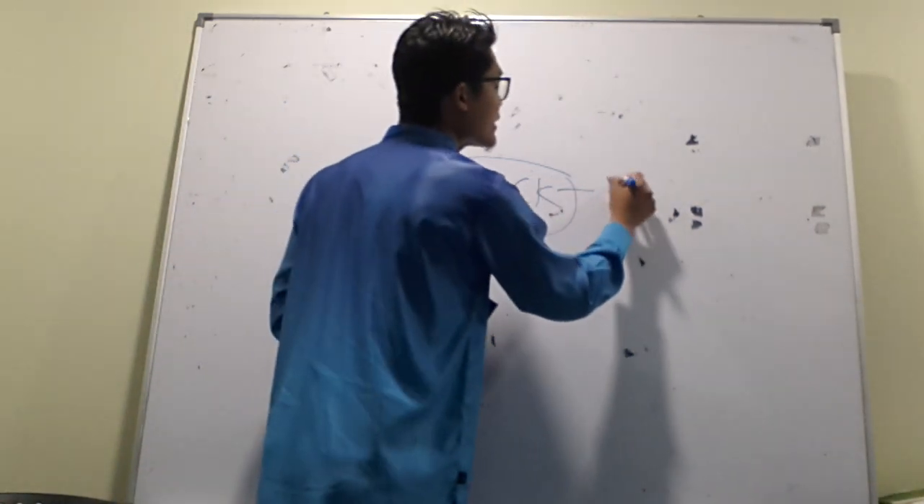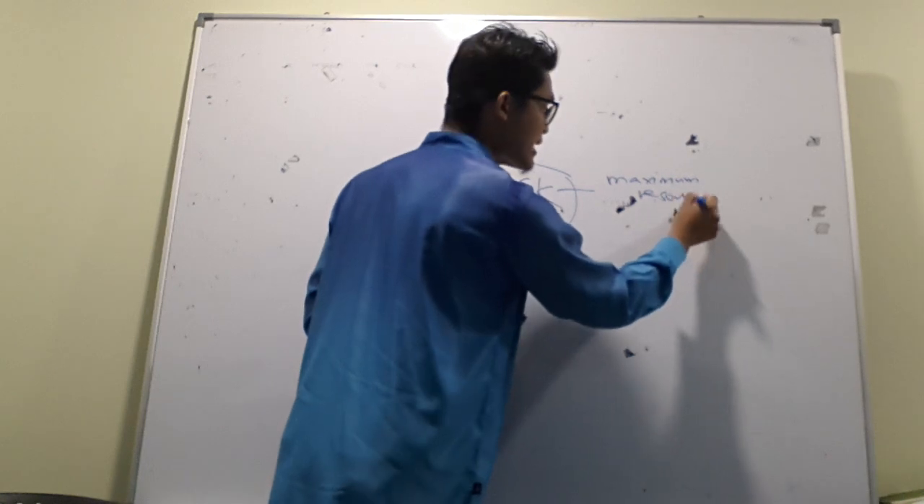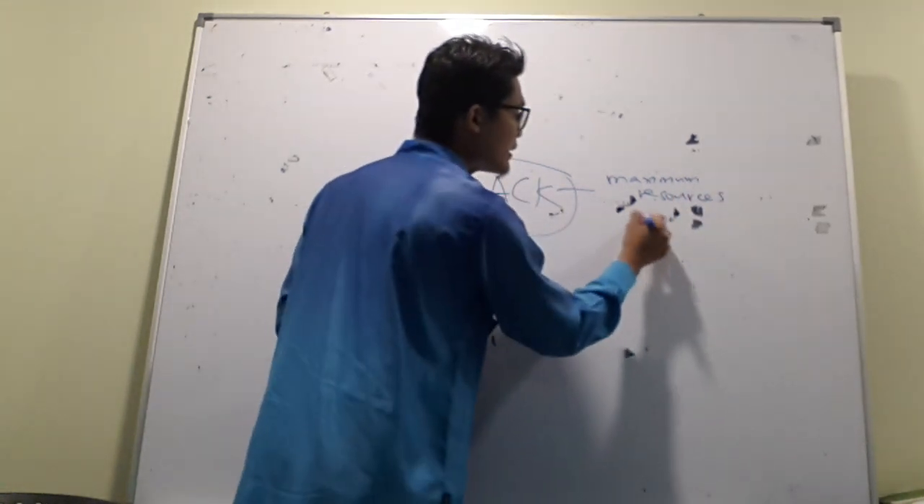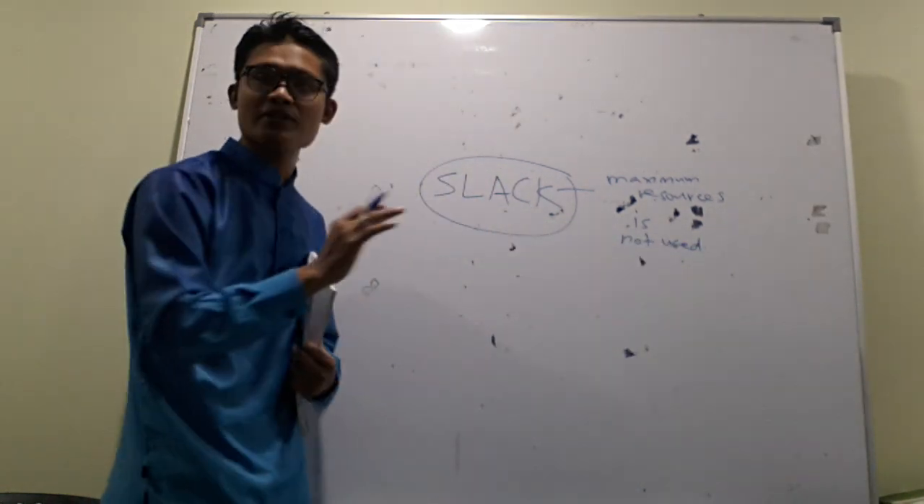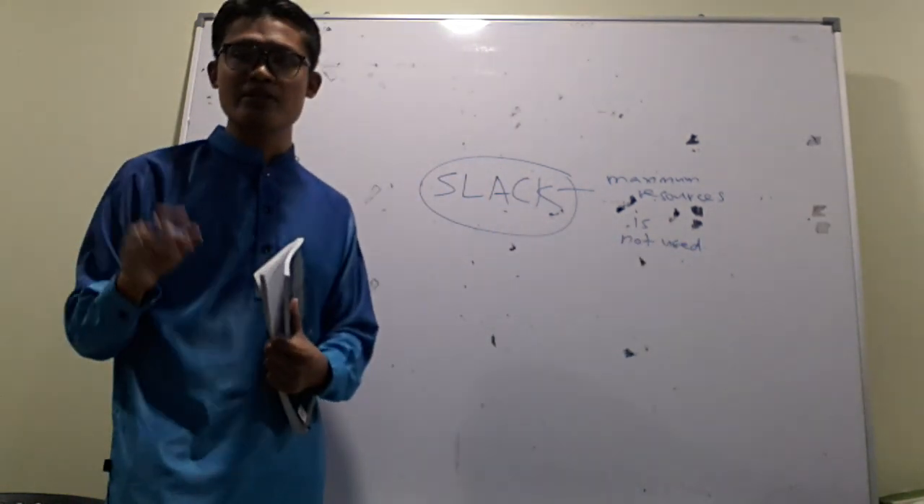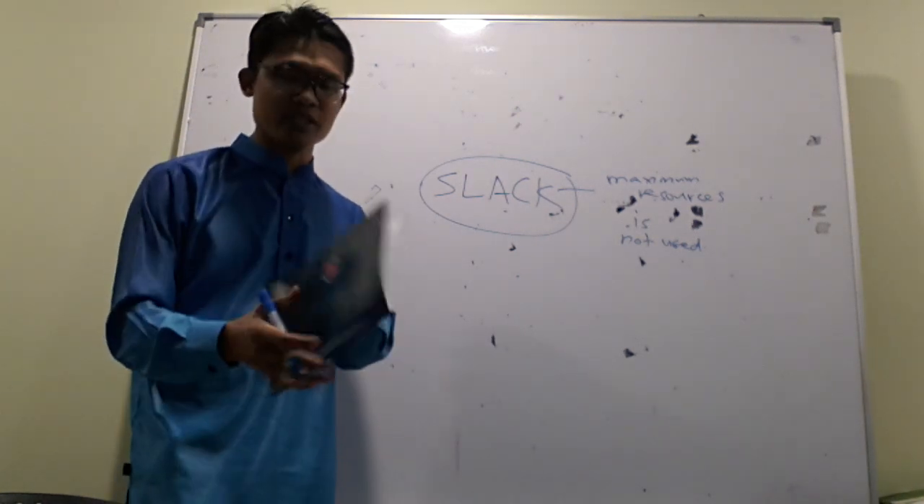So it says when maximum resources that are available is not used. We use some of the resources, but we don't fully use them, and this is not something good, alright? The balance that we don't use, that is what we call slack.